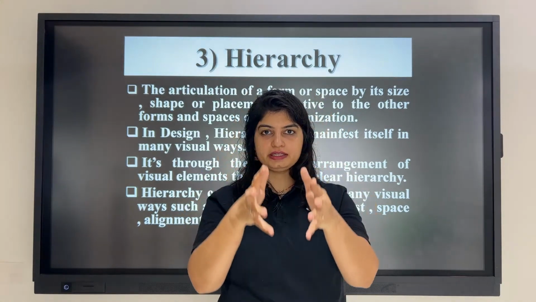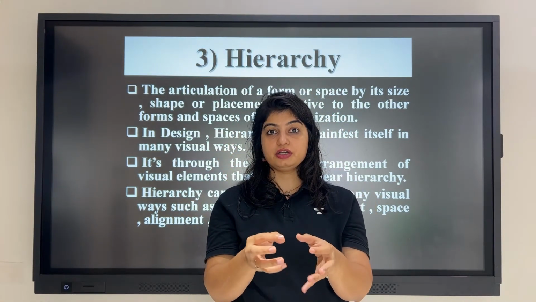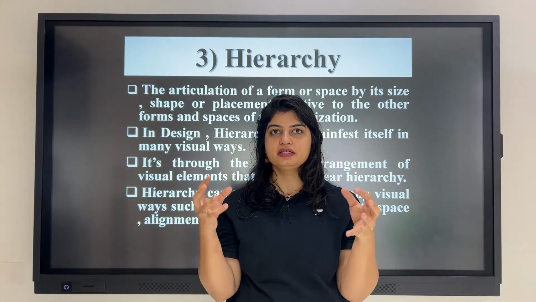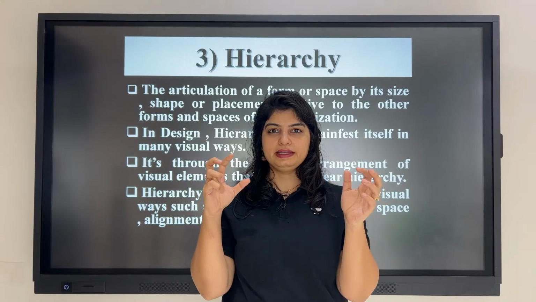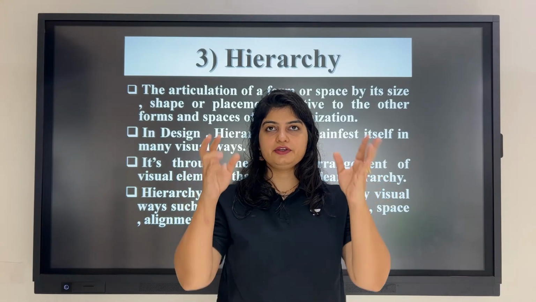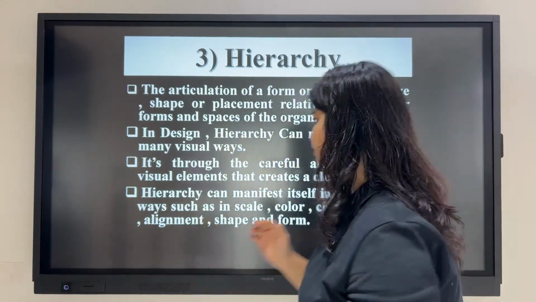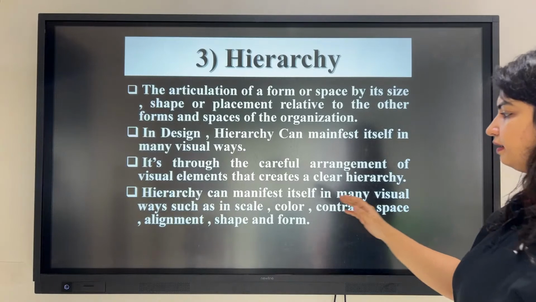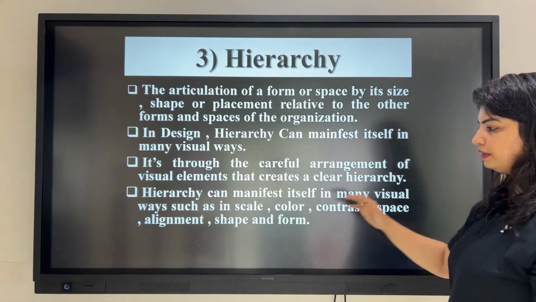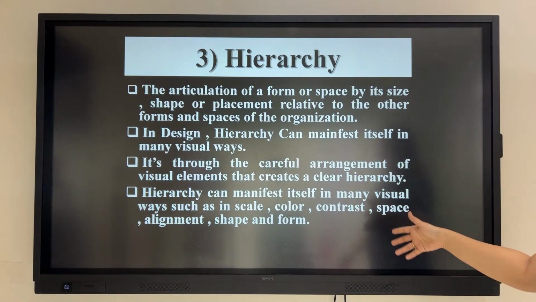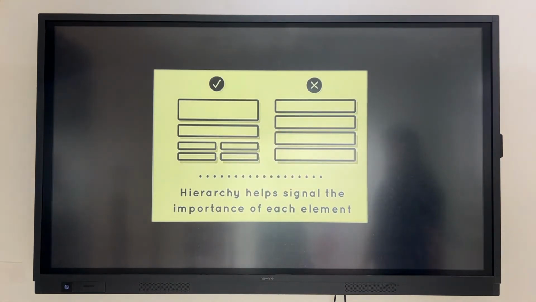So the visual appearance of that structure helps to manifest certain things, right? You tend to have a very classy imagination in your mind when you look at this hierarchy of a structure. I'll show you certain structures and help you explain the same. Hierarchy can manifest itself in many visual ways such as scale, color, contrast, space, alignment, shape and forms.